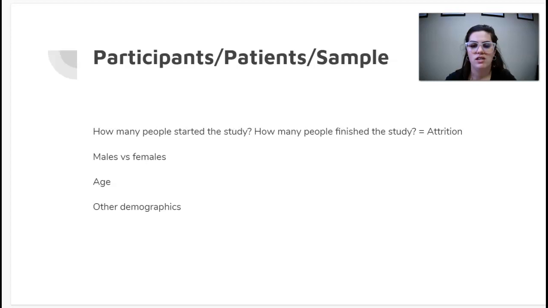We need to address the number of males versus females, their age, and also other demographics. So the authors of the current study discussed that there were some flaws in the demographics of this research outcome. So those are specific things we want to be sure to mention in this section.